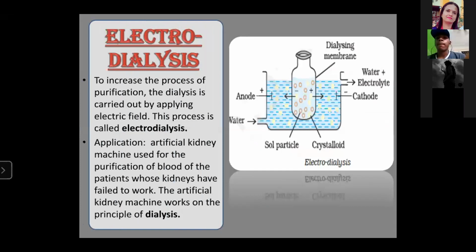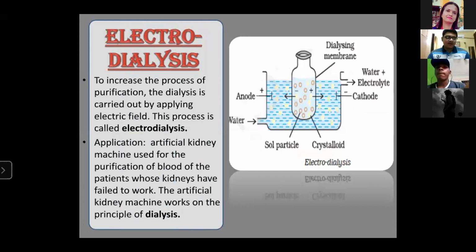The process number 2 of purification of colloids is electrodialysis. To speed up the process of purification, the dialysis is carried out by applying an electric field. This process is called electrodialysis. The application: artificial kidney machines used for the purification of blood of patients whose kidneys have failed to work. The artificial kidney machine works on the principle of dialysis.